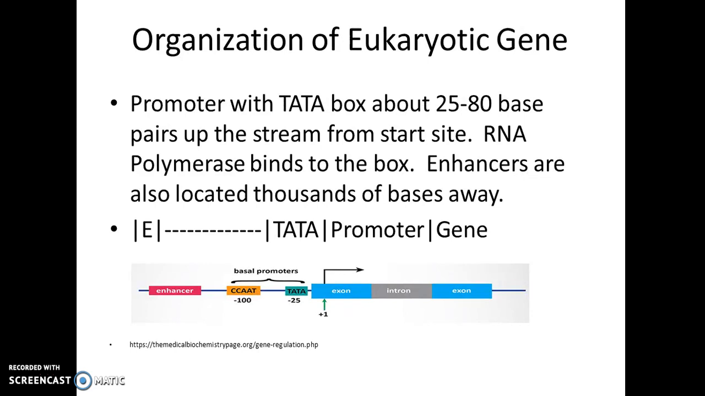So we talked about the operon, or how the genes were organized in the prokaryote. We're going to talk about it now here. There is a promoter with a TATA box, about 25 to 80 bases upstream from the start site. And then RNA polymerase binds to the box. Enhancers are located thousands of bases away. So here we go. We have the enhancer here, a space of DNA here. The TATA is here, and then we have the promoter right here. Then the genes are here.